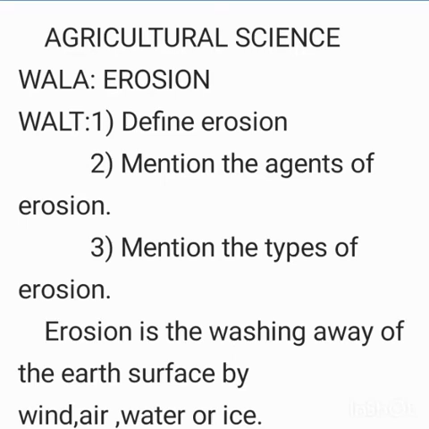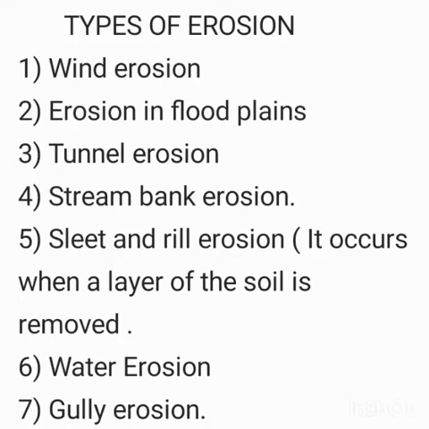Today we'll be looking at erosion. Task number one is define erosion, and number two, mention the agents of erosion. Erosion is the washing away of the surface of the soil by wind, air, water, or ice.